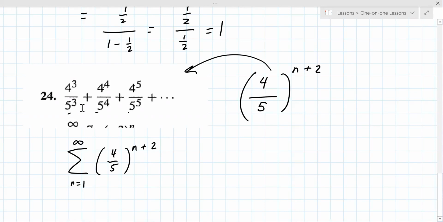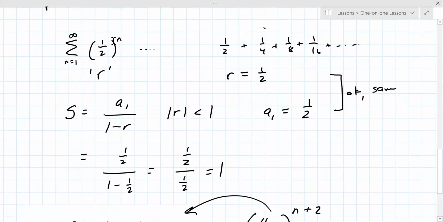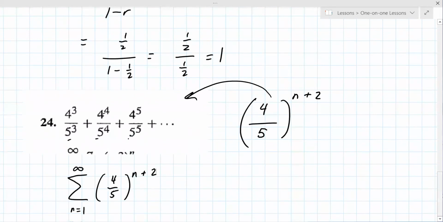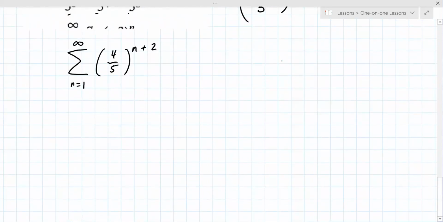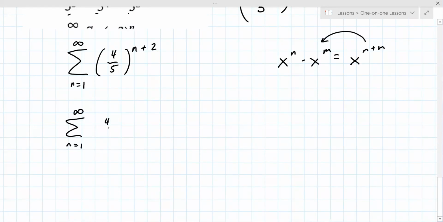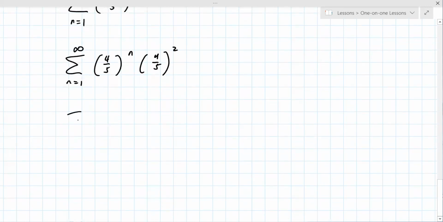The problem is it's not in this starter form where it's to the power of n. We want it to be to the power of n, but it's to the power of n plus 2. There are rules: if you have x to the n times x to the m, this equals x to the n plus m. So we want to go backwards. So this is sigma n equals 1 to infinity 4/5 to the n times 4/5 to the power of 2. Because this we know how to take the sum of. This we're not really sure what to do with quite yet. So we'll simplify: sigma n equals 1 to infinity 4/5 to the n, and 4/5 squared is 16 over 25.